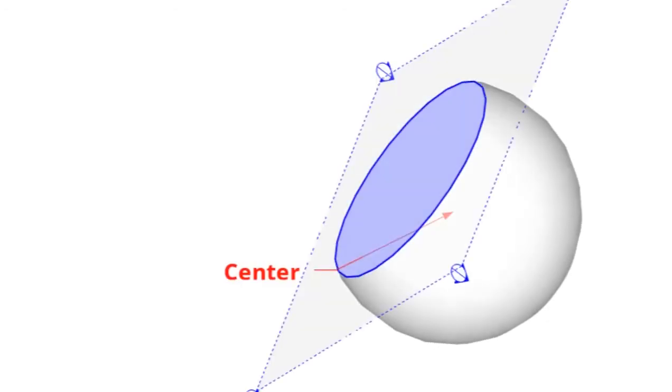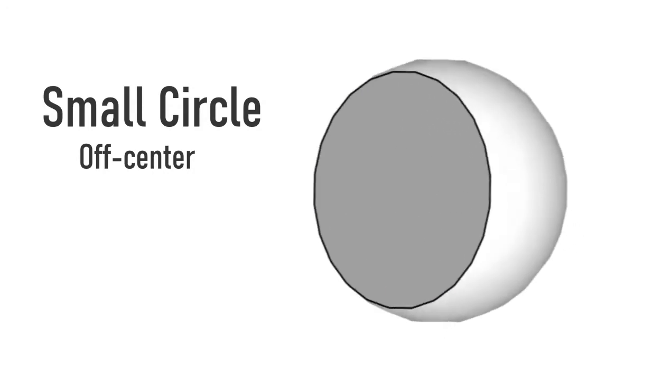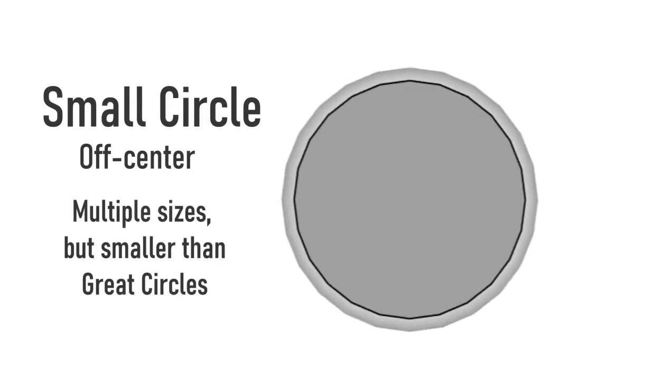In addition to great circles, we also have another important type of circle, and this one is created when we have our intersecting plane that does not pass through the center of the sphere. This is called a small circle. In addition to being on a plane that is off-center, the small circle has a smaller size, smaller diameter, and a smaller circumference than the great circles do.